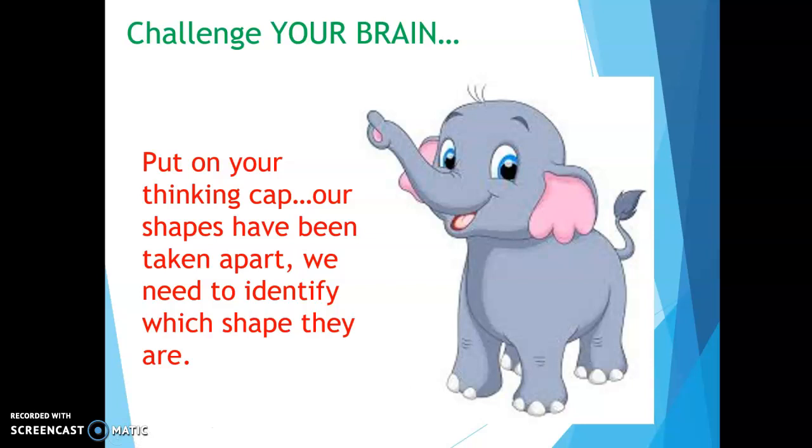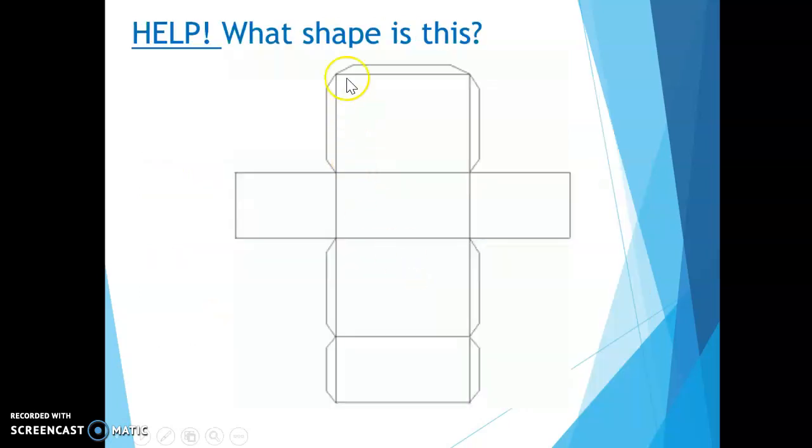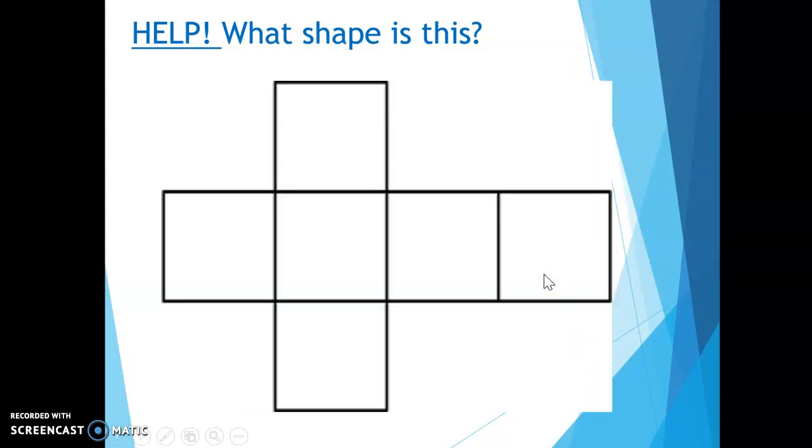Our shapes have been broken down and taken apart, and we need to identify which shape they are when they get put back together. So notice we have a rectangle, a rectangle, a rectangle, a rectangle, a rectangle, and a rectangle. These pieces are just to help hold it together. What shape do you think this would be if we folded it up? If you said rectangular prism, you're correct.